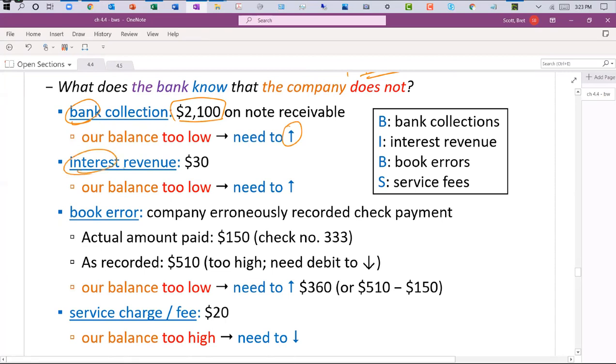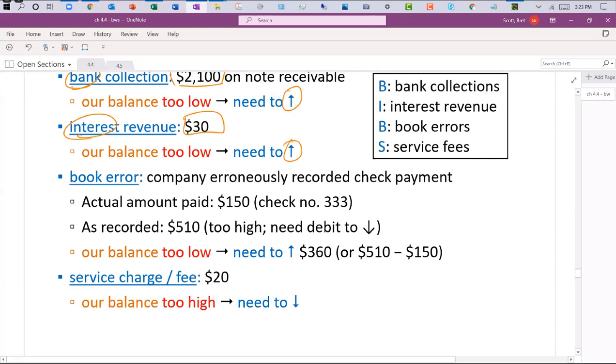Maybe the bank automatically deposited interest into our account. Thanks, bank. I appreciate that. We'll have to record that. Book errors tend to be a little bit of a tricky part, so bear with me here. You've got to read these kind of carefully.